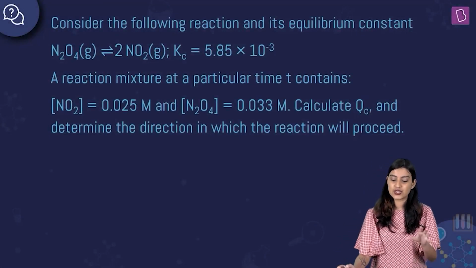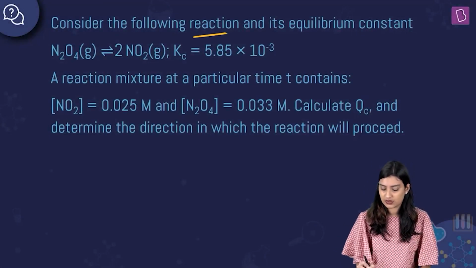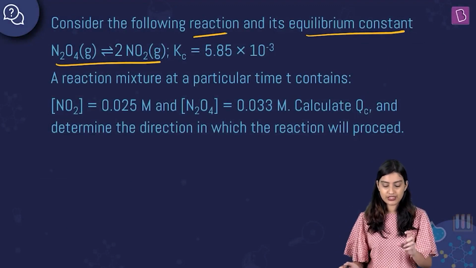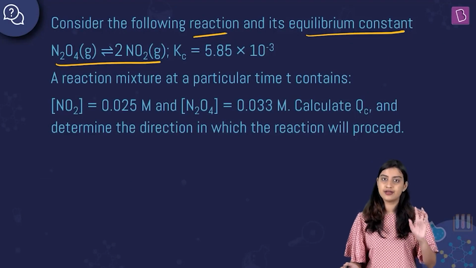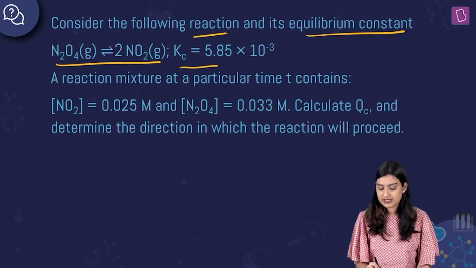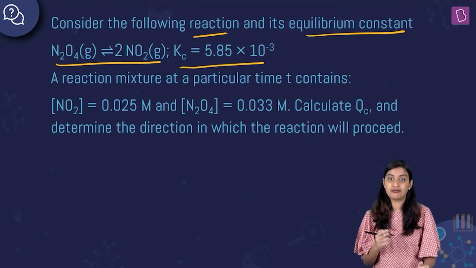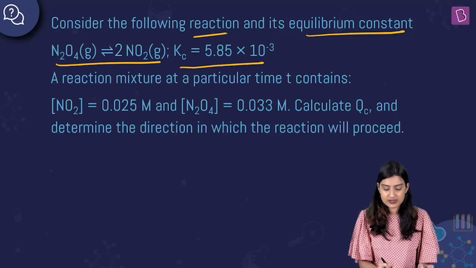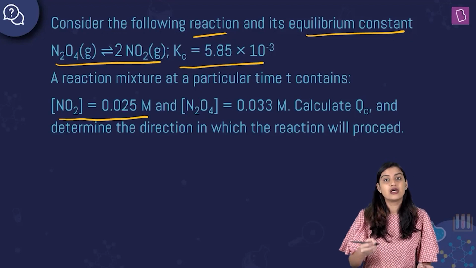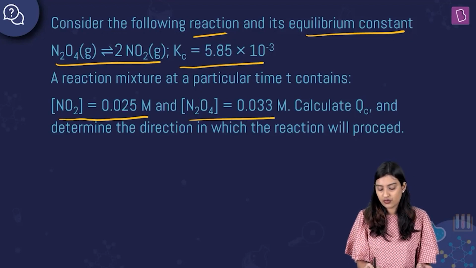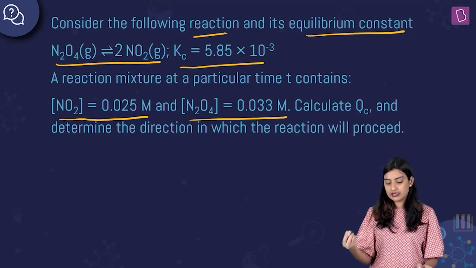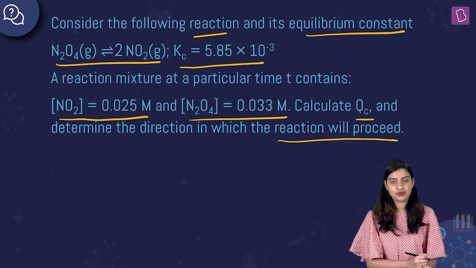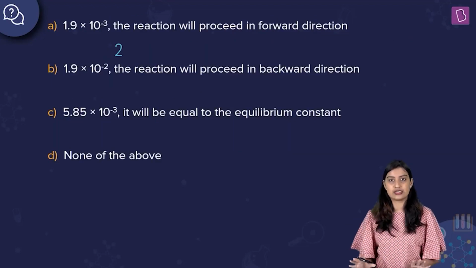Okay, so here they're asking you to consider the following reaction and its equilibrium constant. So you have reaction N2O4 in equilibrium with 2NO2, and both of them are in gaseous form. Great. You have Kc equal to 5.85 into 10 to the power of minus 3 given to you. A reaction mixture at a particular time t contains concentration of NO2 equal to 0.025 molar, concentration of N2O4 equal to 0.033 molar. Calculate Qc and determine the direction in which the reaction will proceed. Fine, and your options are given to you as such.